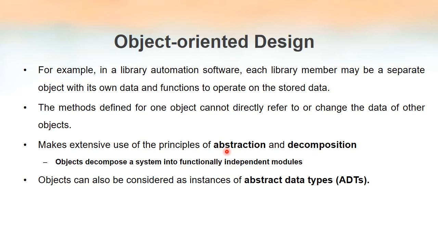We will be learning about abstraction in the upcoming classes because it's an important feature of object-oriented programming languages. So we will discuss much about abstraction in that class. For the time being, just understand that object-oriented design makes use of these abstraction and decomposition principles. An object can be considered as an instance of an abstract data type. So now we have to know what an abstract data type is.